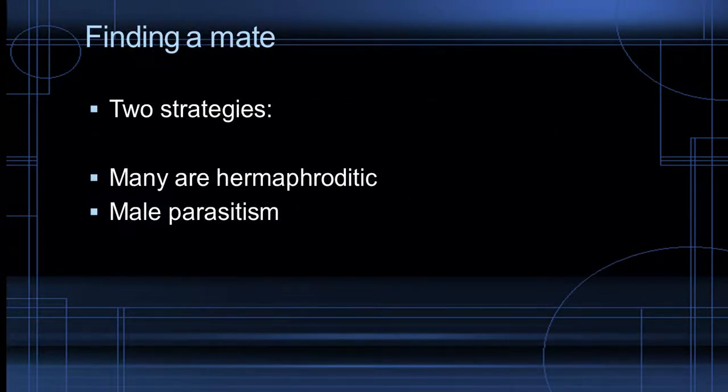Finding a mate, there are two strategies they have. One is that they are hermaphroditic. They have both male and female organs, so they're able to not have to get a mate at all. And the other really bizarre one is called male parasitism, which we'll get into in detail in just a minute.